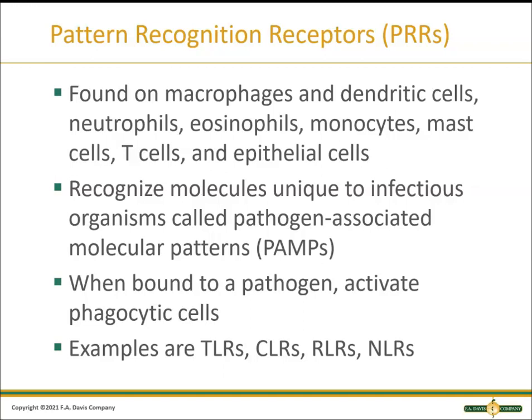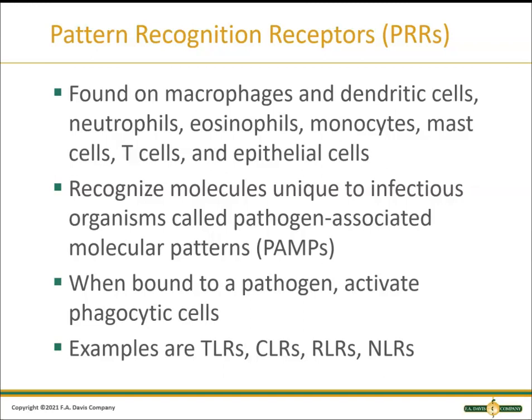So PRRs, pattern recognition receptors, are found on the macrophages, the dendritic cells, the neutrophils, the eosinophils, monocytes, mast cells, T cells, epithelial cells, all those cells, which are called antigen-presenting cells. What they do is recognize molecules on the infectious stuff coming in to tell us it is an infectious thing. It doesn't belong on us. These things on the microbes themselves that tell us they're foreign are called pathogen-associated molecular patterns. They're called PAMPs. So the PRRs recognize the PAMPs. You can say it either way you want.